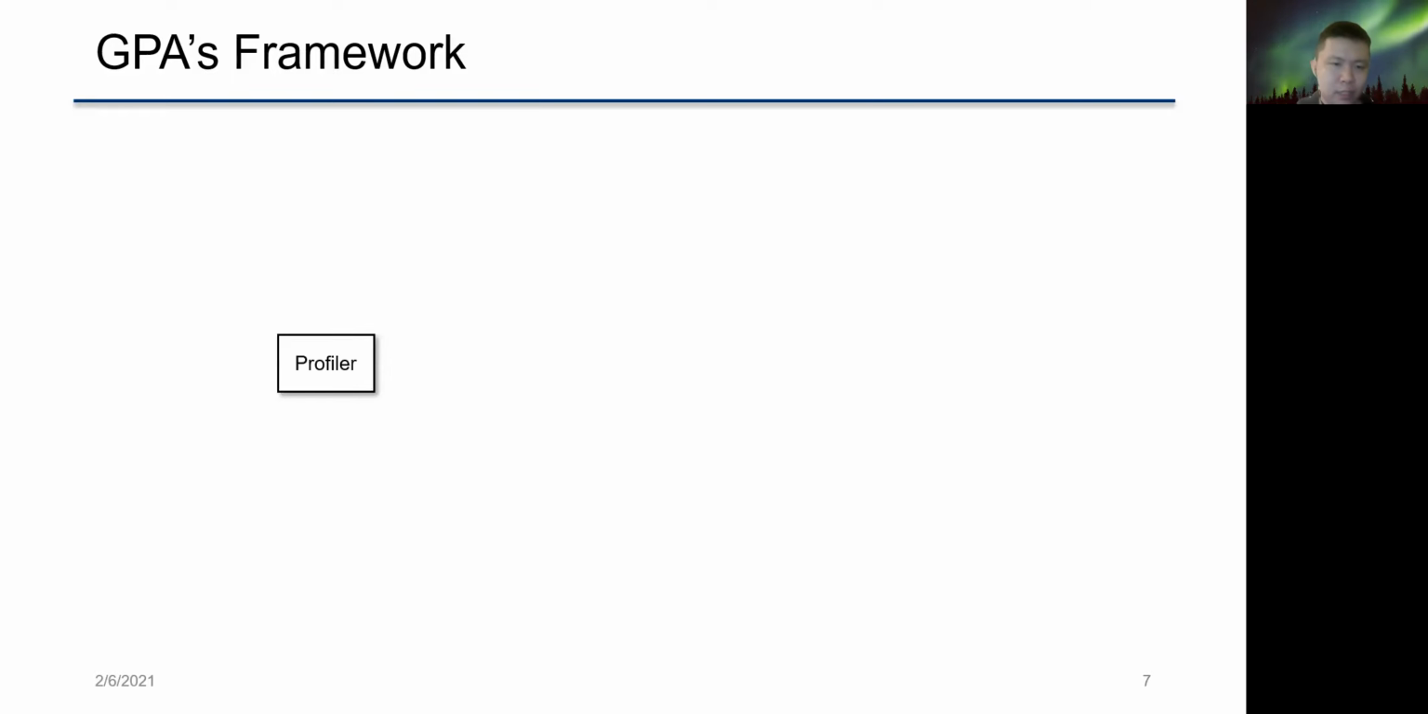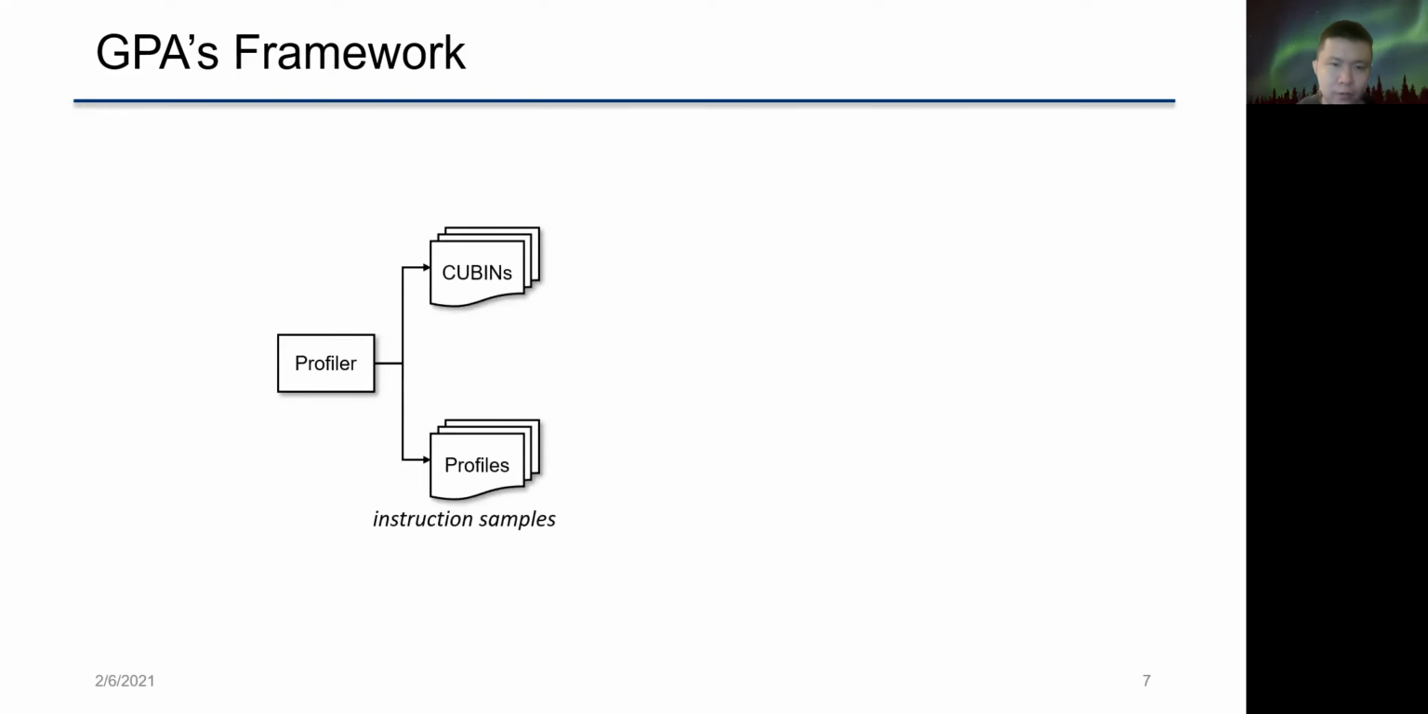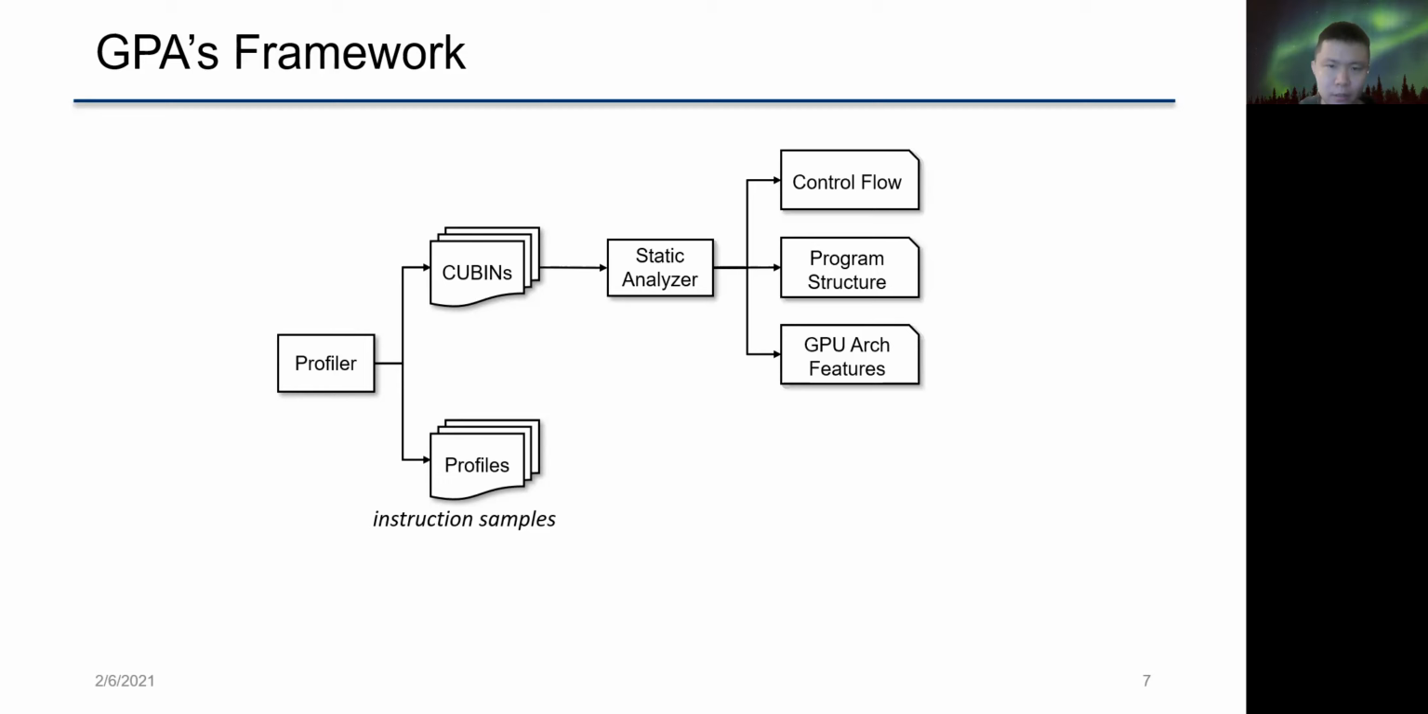Here's GPA's framework. GPA has a GPU profiler that records GPU binaries loaded at runtime, and profiles that consist of instruction samples. GPA has a static analyzer that analyzes the GPU binaries to extract control flows annotated with instructions, program structures that tell us the start and end of each GPU function and loop, and GPU architecture features such as the latency of each instruction and the throughput of each unit.